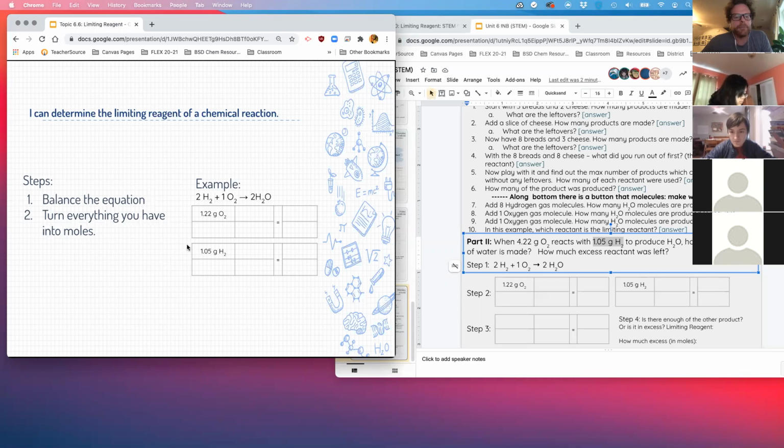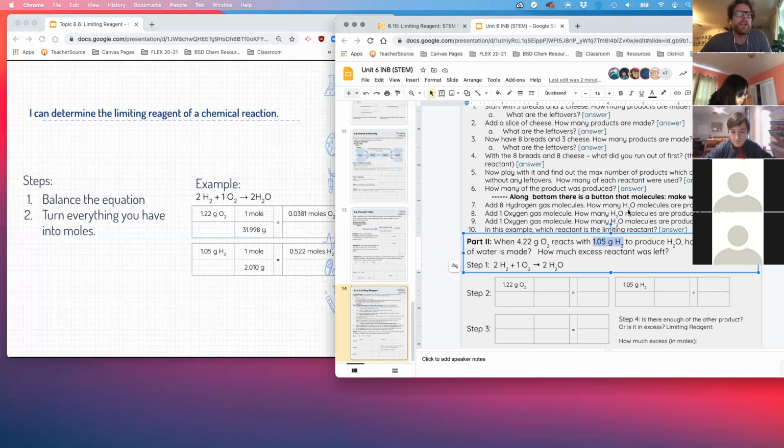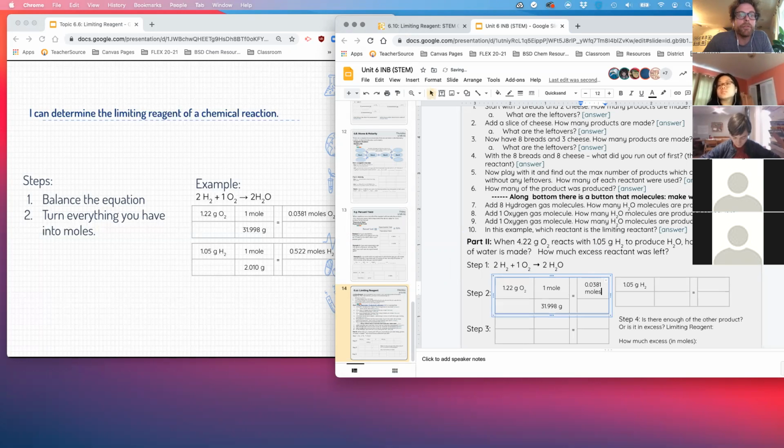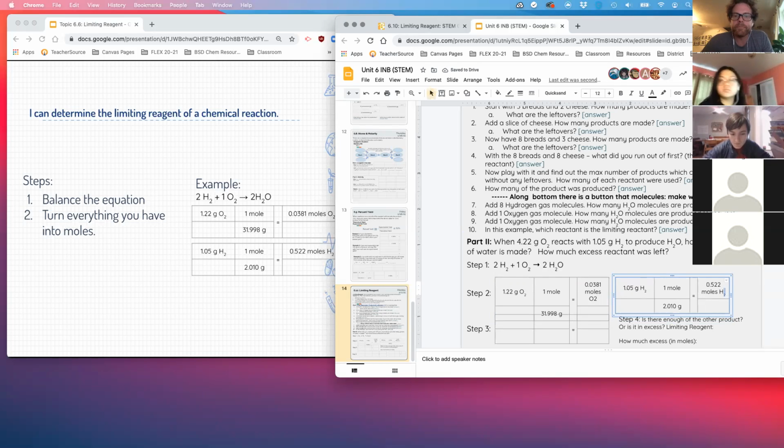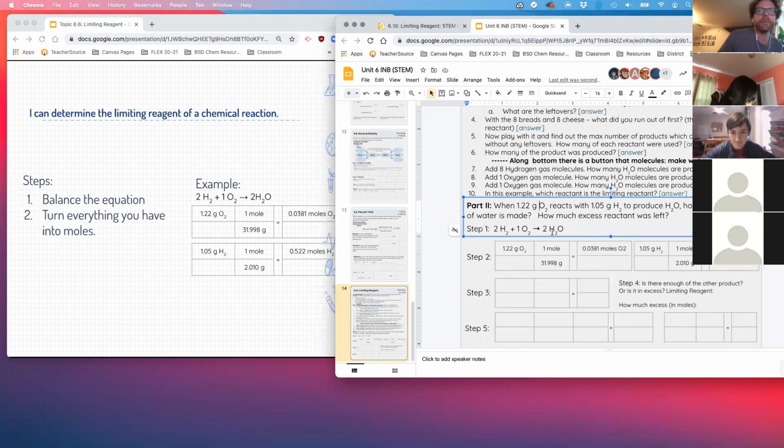Next thing I'm going to do is my little side hustles, right? And so what I'm going to do here is I'm going to say, listen, this right here, the molar mass, 1 mole of O2 is equal to 31.998 grams. So when I do this times this divided by this, then I get 0.0381 moles of O2. And when I do this one over here, I say, okay, 1 mole of hydrogen gas is equal to 2.010 grams, and I get 0.522 moles of H2. So now I have this in moles here, and I have moles in here.